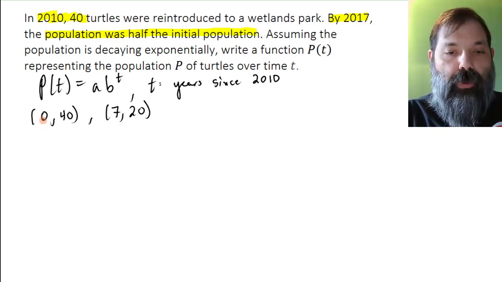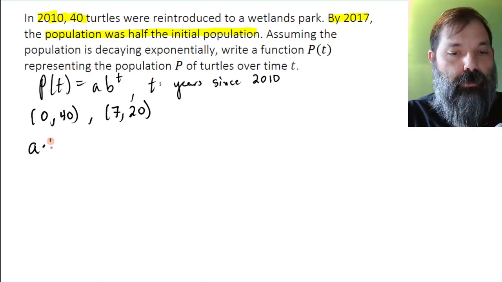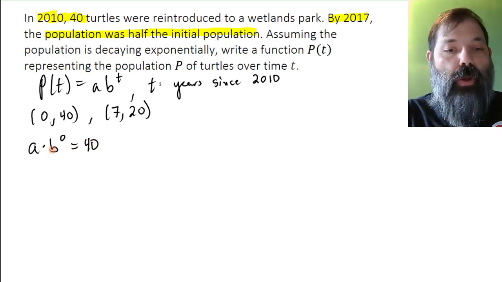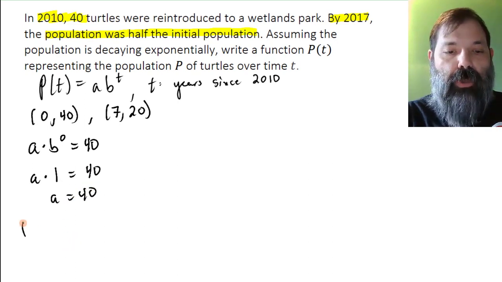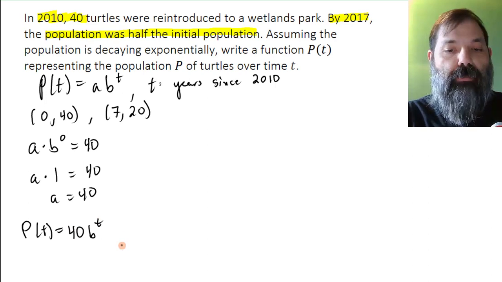Using the first data point, 0, 40, that means that a times b to the 0 must equal 40. Recall that any non-zero number to the 0 power is 1. So I have a times 1 is 40, which means then that a is 40. So I can revise my model a little bit. So now I know that p of t is 40 times b to the t.